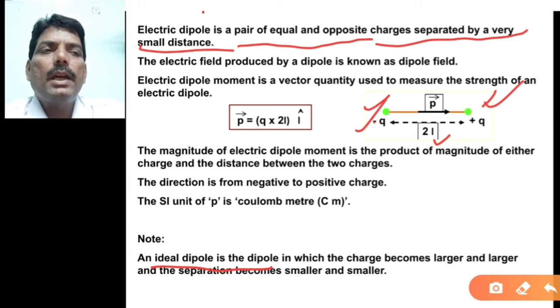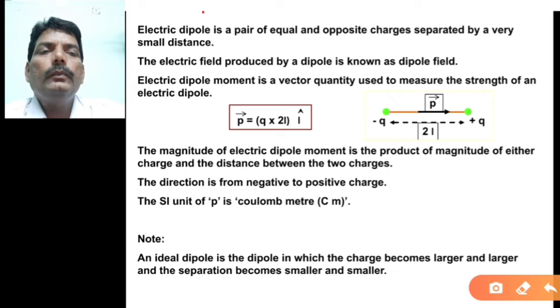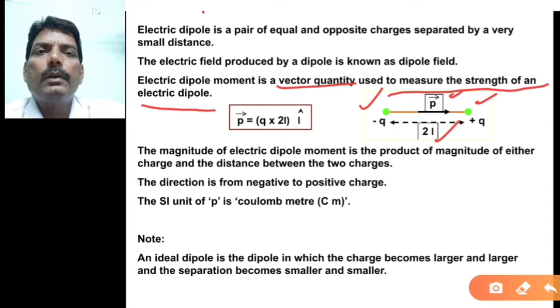Now here I have shown you these two charges minus q and plus q separated by a distance 2L, and here you can see vector p. Vector p is nothing but the dipole moment. Dipole moment is a vector quantity. It is the measure of the strength of an electric dipole.